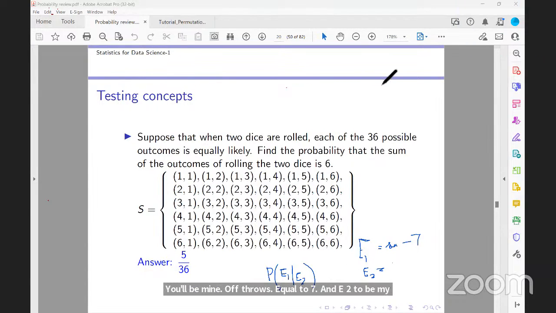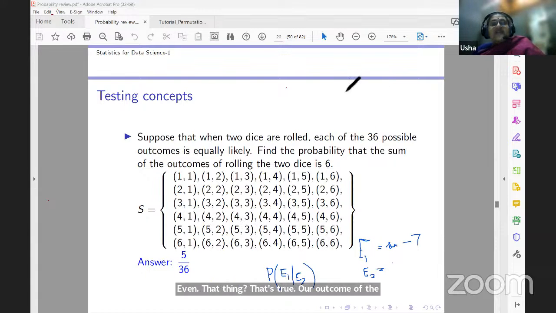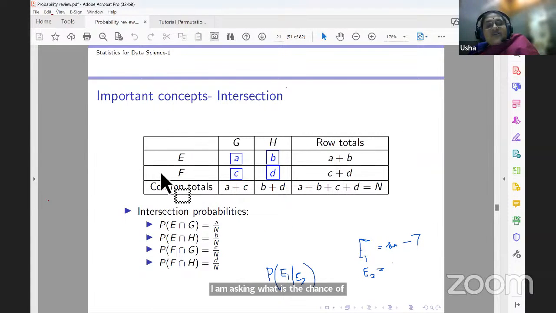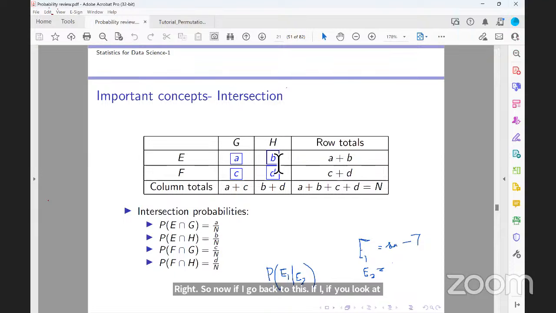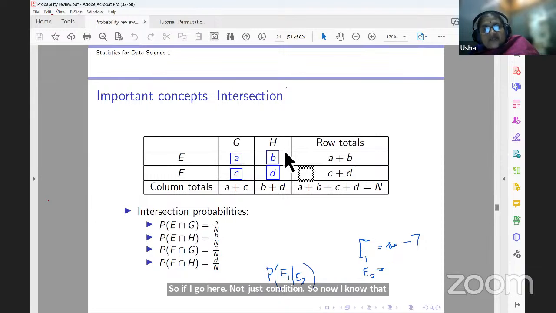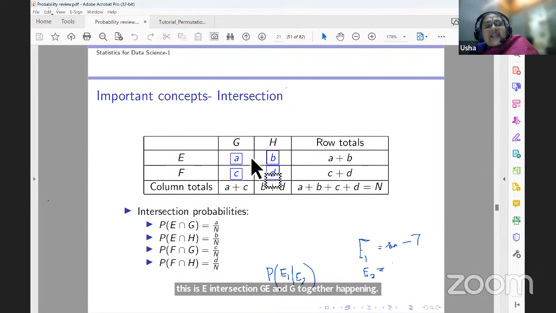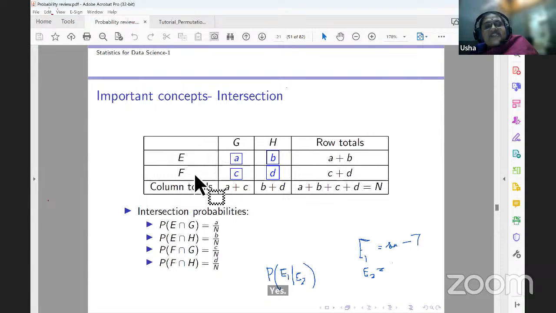Right. So now if I go back to this, I know that this is E intersection G, E and G together happening. Is that clear? This one is E and H together happening, so that is E intersection H. That's also clear? These things in the blue boxes are E intersection G, E intersection H, F intersection G, and F intersection H. Is that clear? Yes, ma'am.